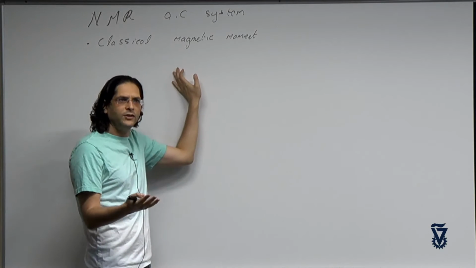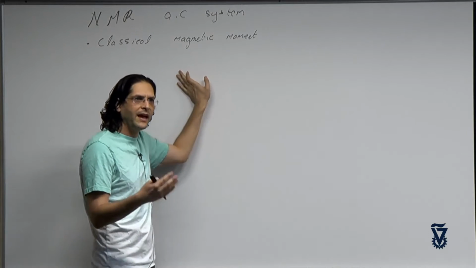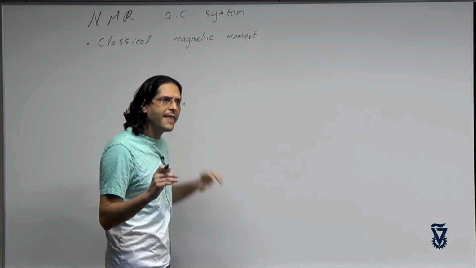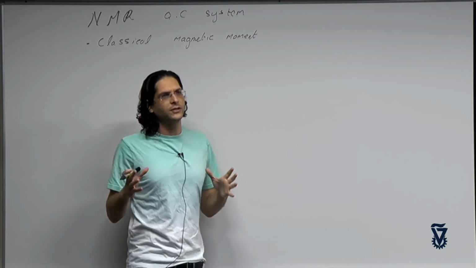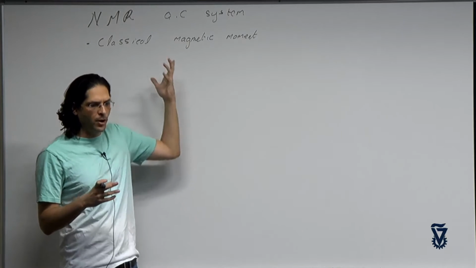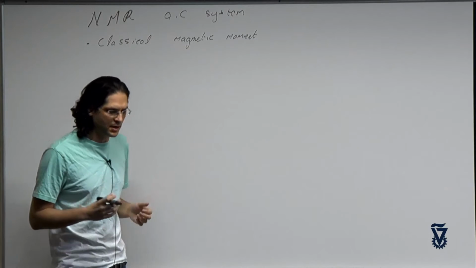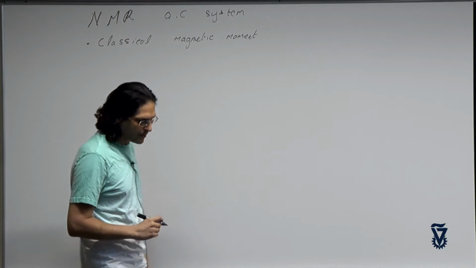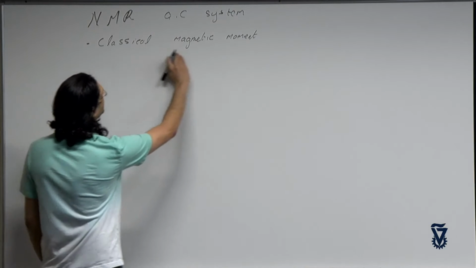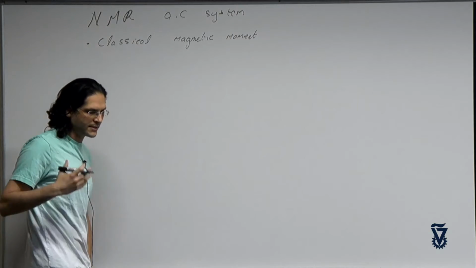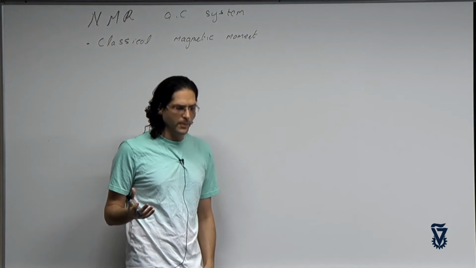Then we will see how a general two-level quantized system behaves with a classical field, and that will be enough for us to start describing an NMR system. And then we'll build an NMR quantum computer, and you can see how these things play out. So this is what we're continuing now, our classical magnetic moment.